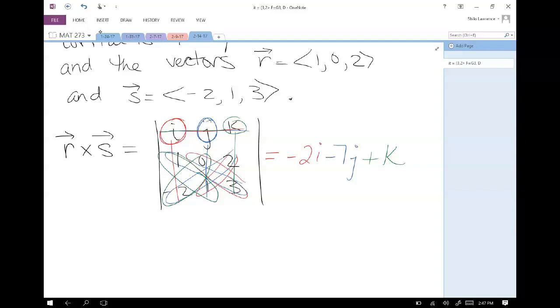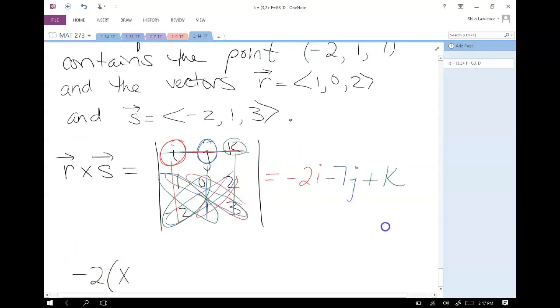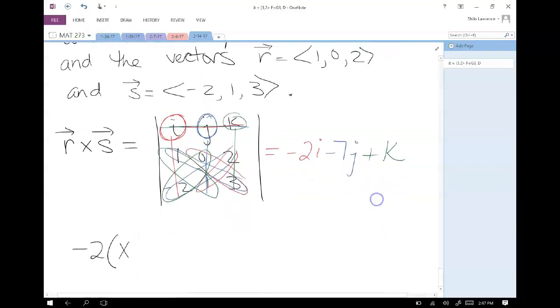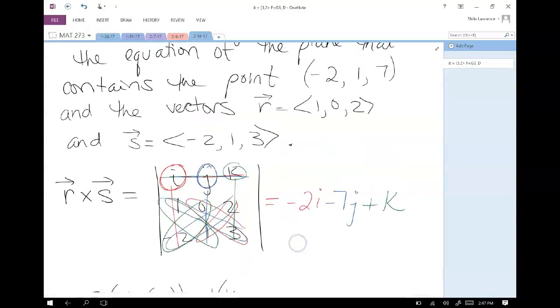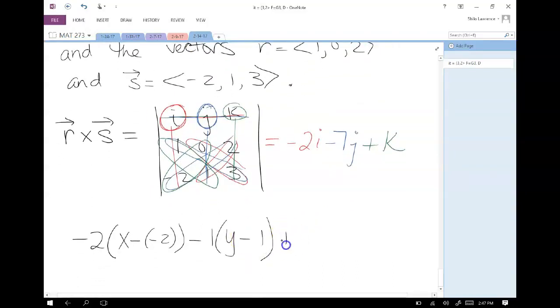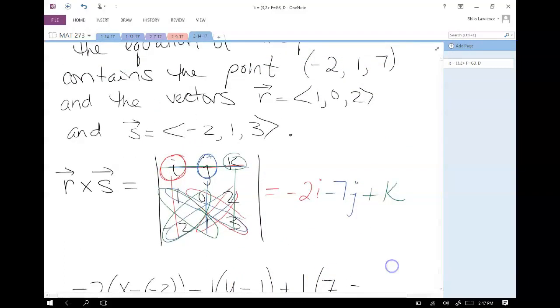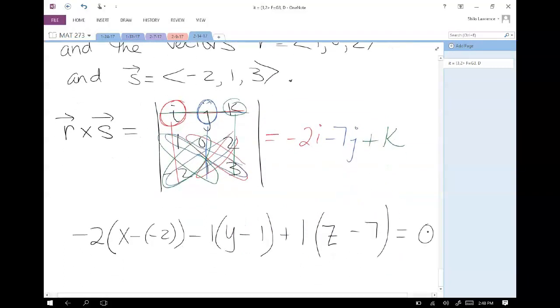Those direction numbers give me my coefficients, and inside the parentheses, I'm going to do the variable minus the point. So the direction number for x is negative 2, and then x minus our x coordinate, which is negative 2, so x minus a negative 2. The direction number for y is a negative 7, and then y minus your y coordinate, which was 1, and then the direction number for z is 1, times z minus your z coordinate, which is 7. So the numbers in front are the components from the vector. The numbers inside, we're subtracting the coordinates from the point.